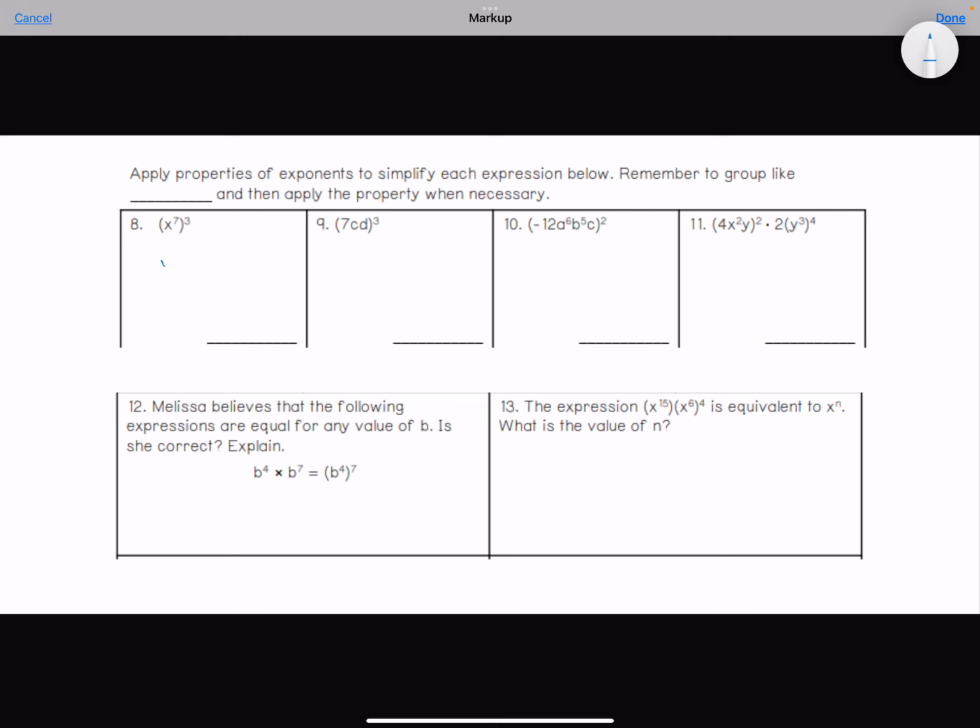So here I have x to the 7 times 3. So it's x to the 21st. So here is 7 to the third, c to the third, d to the third. 7 to the third is, if you wanted to write it out, 343. So 343, c to the third power, d to the third power.